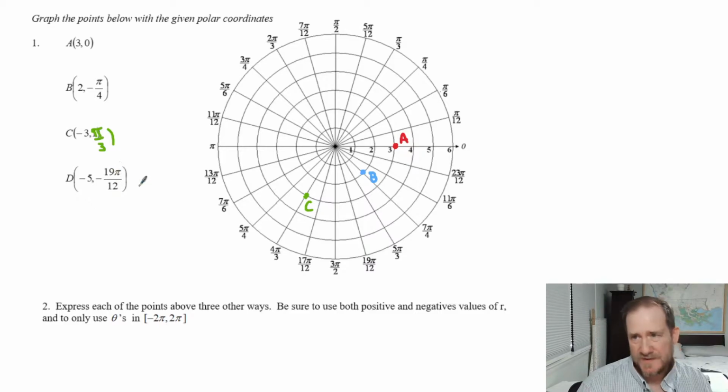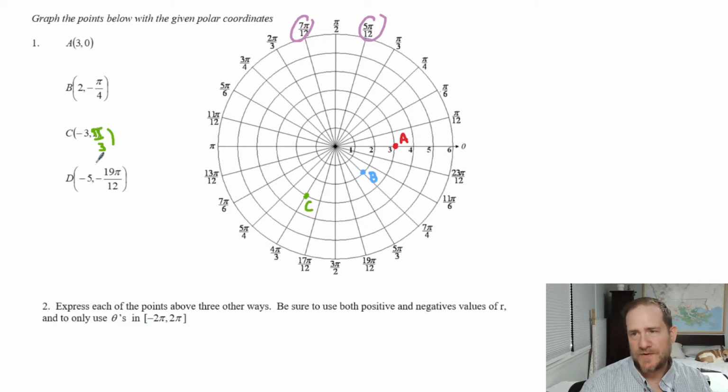So negative 19 pi over 12, where the heck is that? That's 12 pi over 12 plus another 7 pi over 12. So negative 12 pi over 12 would have us go a half turn. Then another 7 pi over 12. Well, you can see it right there. That's apparently 90 plus one of these little sectors. So if I'm coming in the negative direction, I'm just going to go 90 and then one more sector. So 5 pi over 12. That should be the angle we're looking at when we think about negative 19 pi over 12.